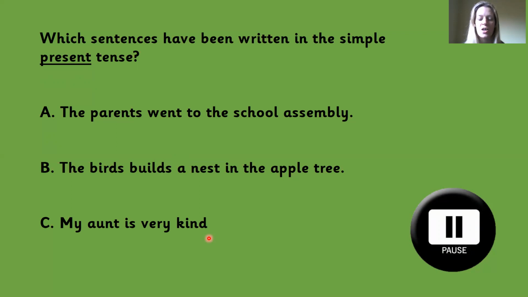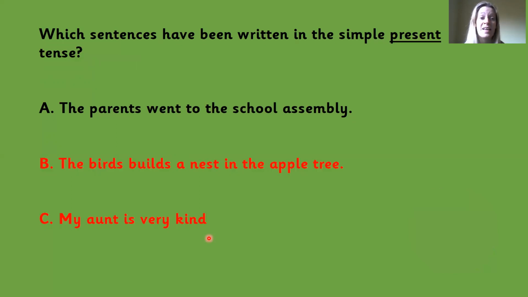Okay, so let's see if we got them right. So the two sentences in the present tense are B and C. We know this because the verb in the first one is went, and it is in the past tense. If you went somewhere, you've already done it. In B, the verb is builds. And remember we said about this S on the end, okay? That tells us that it is in the present, okay?